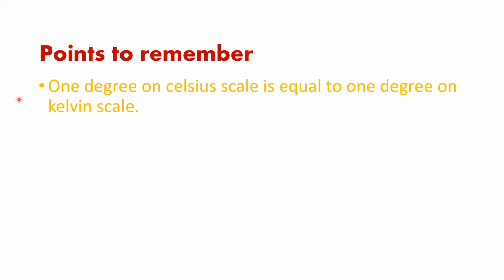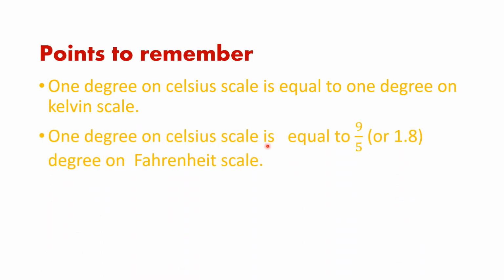Now there are some points to remember. 1 degree on Celsius scale is equal to 1 degree on Kelvin scale. We saw that both have 100 divisions. So 1 degree on Celsius scale is same as 1 degree of Kelvin scale. But remember, on a Fahrenheit scale it has 180 divisions. So the divisions are smaller on a Fahrenheit scale. So 1 degree on Celsius scale is how much? 9/5 or 1.8 degree on Fahrenheit scale. So this is the relationship that we can use for solving problems.